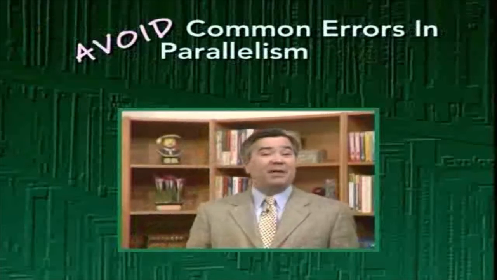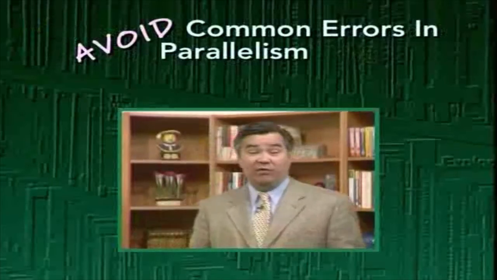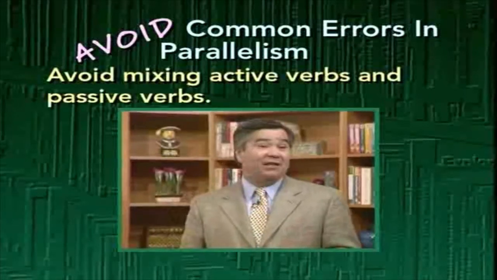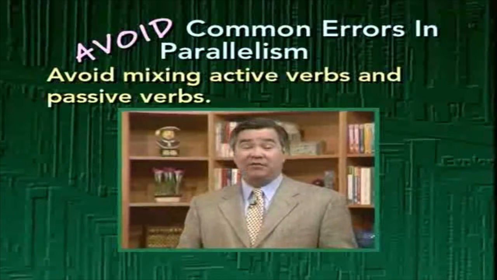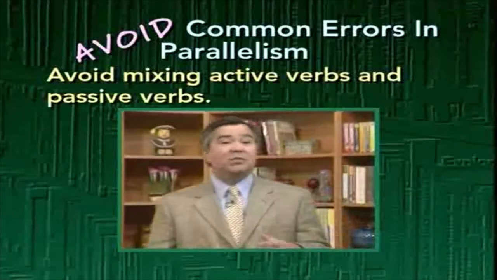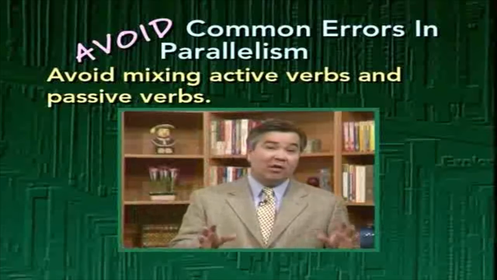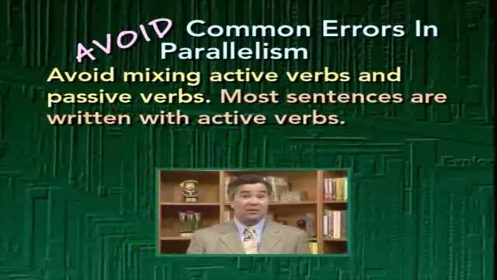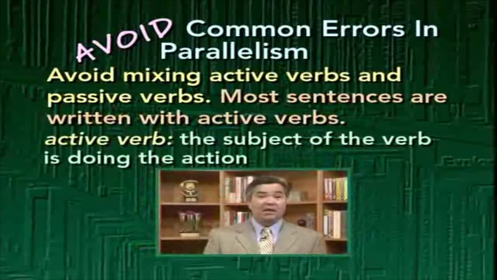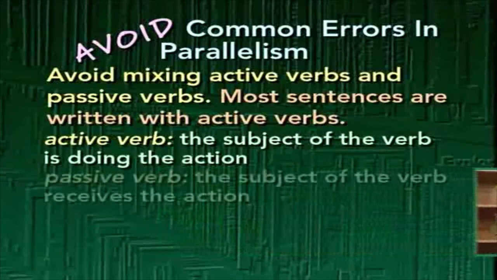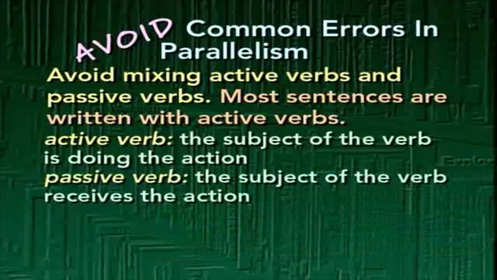Here's another tip as to what to watch out for to avoid a parallelism error. Avoid mixing active verbs and passive verbs. Now, active and passive verbs can both express similar ideas, but they are grammatically different. Most sentences are written with active verbs. In an active verb, the subject of the verb is the one who is doing the action. When a passive verb is used, the subject of the verb receives the action.